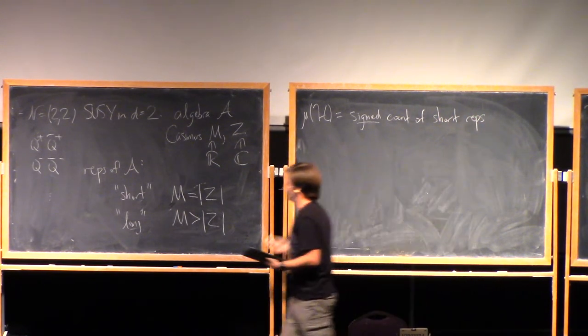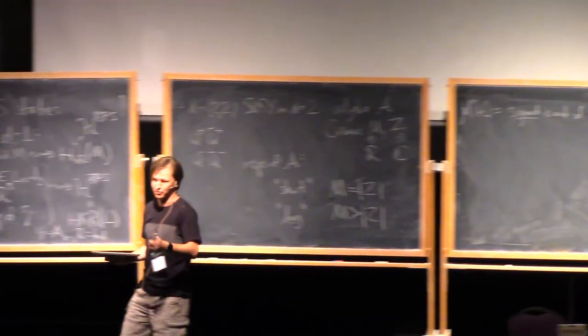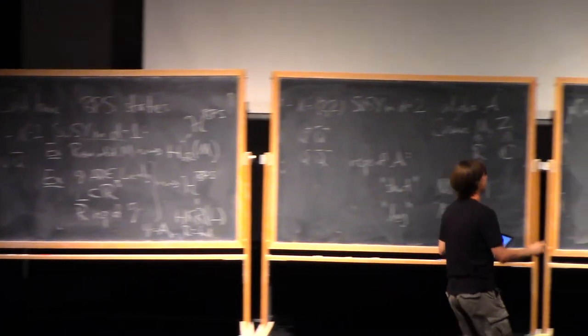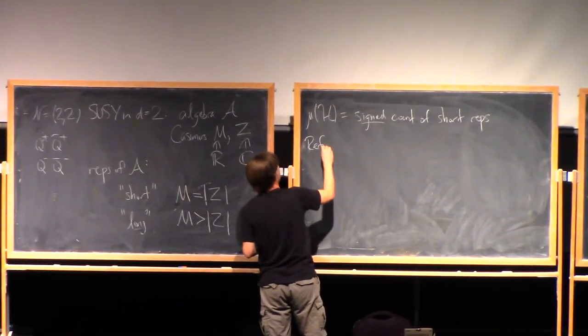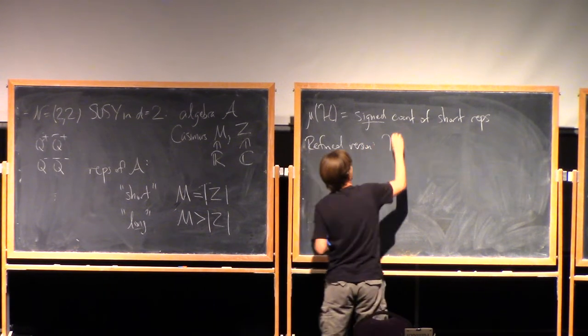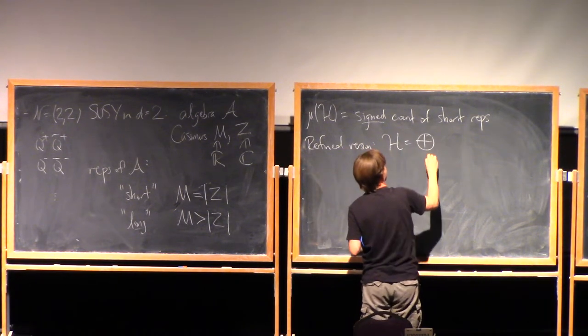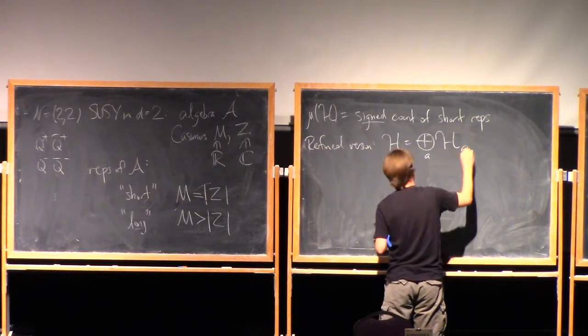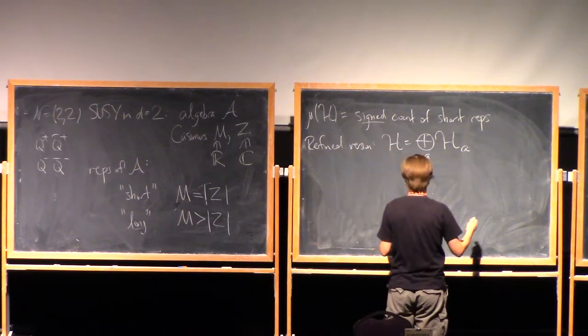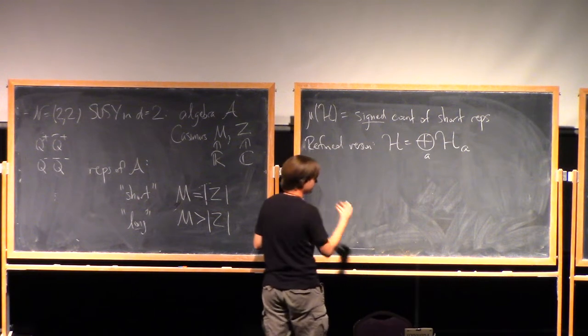So the short representations came in sort of a plus flavor and a minus flavor. And what you do is you count the number of pluses minus the number of minuses. Now, as it came up in the questions, there was a slight refinement of that, where the Hilbert space is broken up as a direct sum of pieces labeled by a charge. So this A I'll call the charge, and we'll see what it is in an example in a minute.